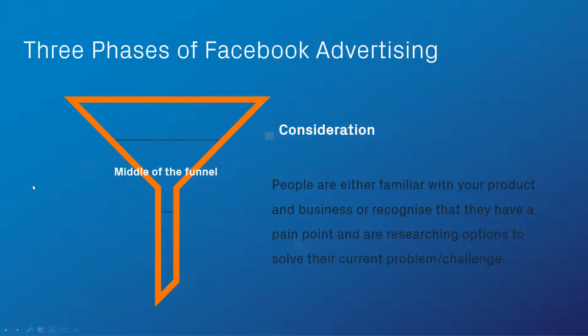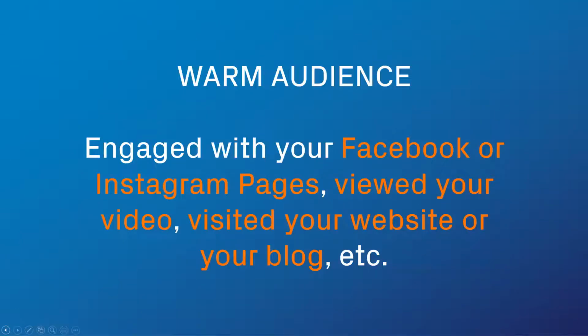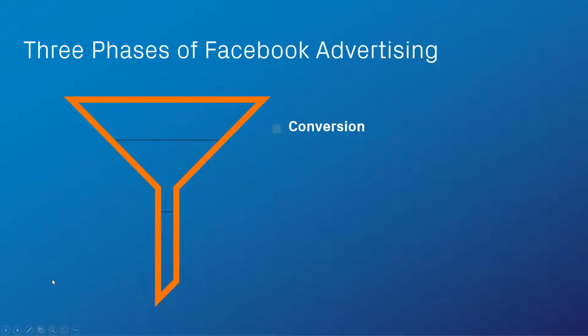They're already familiar with your product. So they are warm audiences, meaning they do have an idea what's going on. They know what they need, or they know about your business and the services you provide. The third one, warm audiences, engage with your Facebook, Instagram, viewed your video, visited your website or your blog post, etc. So these people know about it. The third one is conversion.